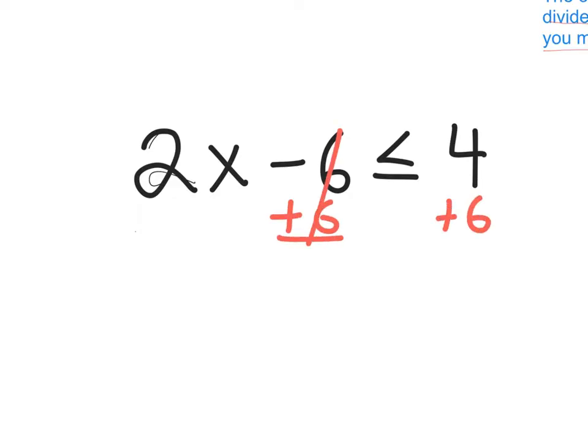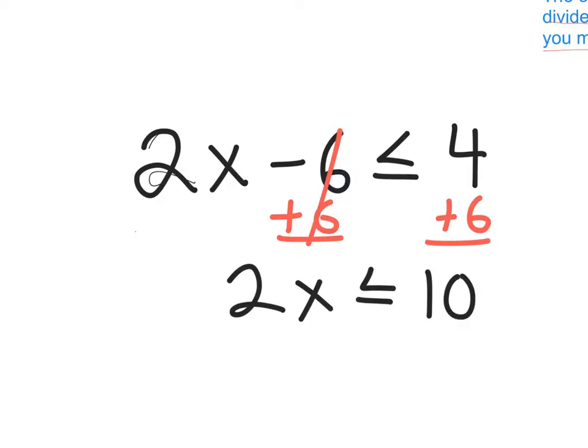Plus 6. Are we multiplying by a negative? No. So you don't have to worry about anything. You just bring everything down the way you normally would. 2x. Bring down the equal sign, but it's not an equal sign. It's an inequality. And 4 plus 6 is 10. Okay. So what do I do next to get x by itself? Divide by 2. Divide by 2. Cancels. And your answer is x.